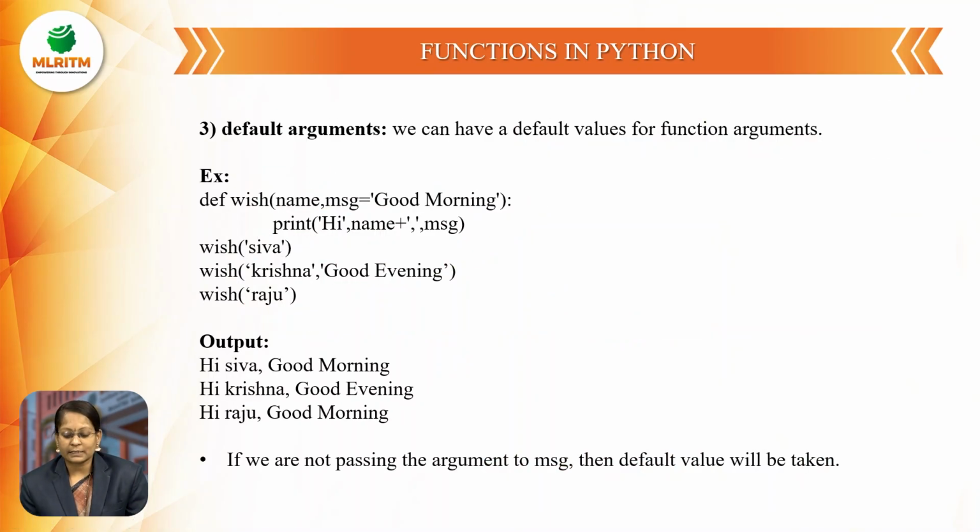The next one is default arguments. We can have default values for function arguments. In the function definition, here again we are using a wish function with two arguments. One is name and the second one is message is equal to good morning. So this is a default argument.